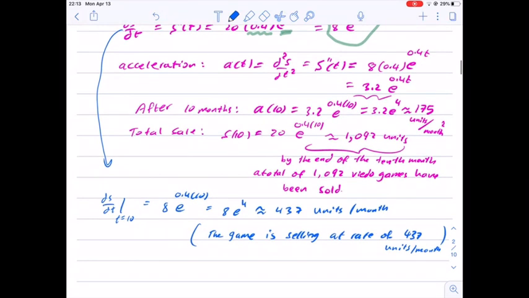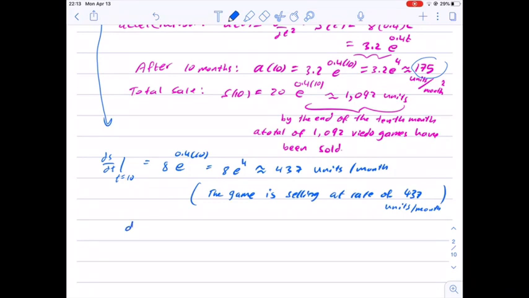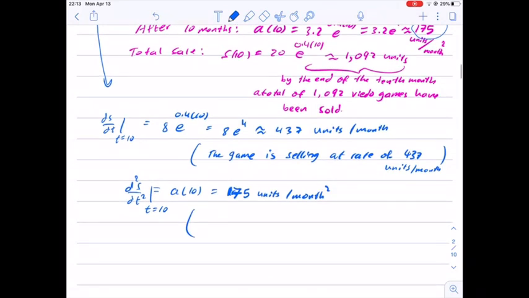Now the second derivative gave us 175. Let's interpret this: d squared s over dt squared, which is the acceleration, evaluated at t equals 10. It's the acceleration after 10 months, and this is the rate. Now this is equal to 175 units per month squared, and this represents the rate of sales.